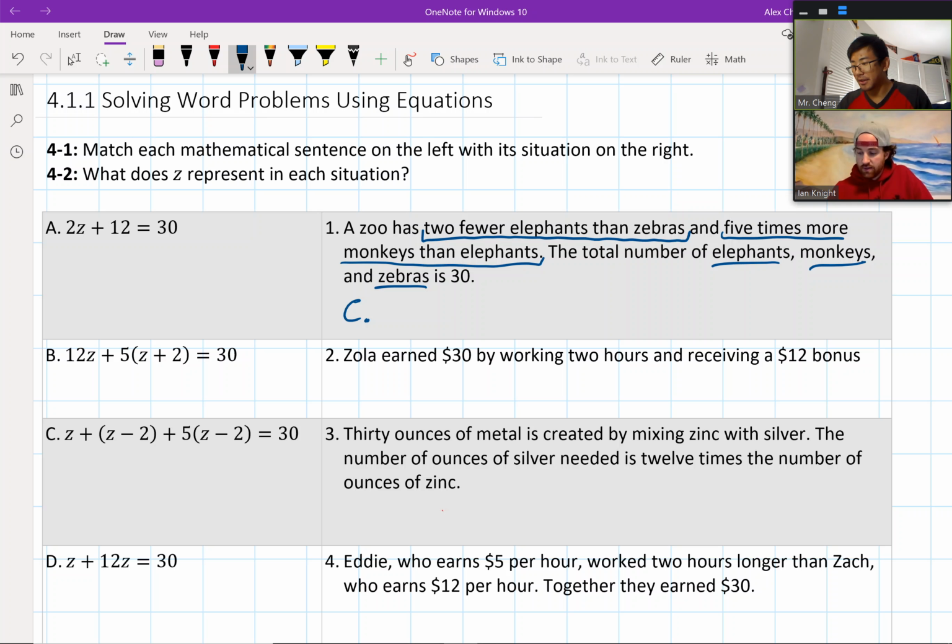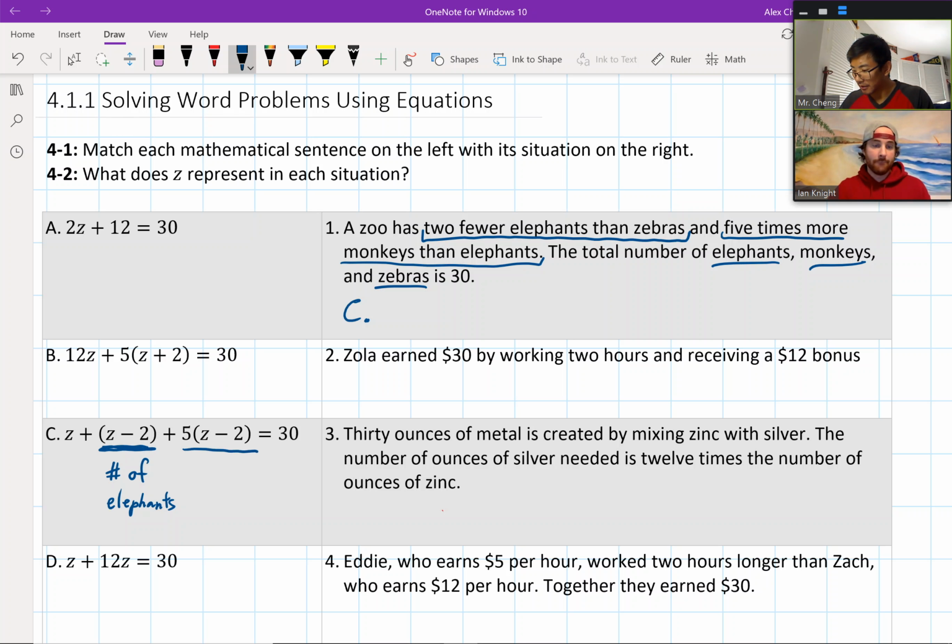Yeah. So I think we can see, like you were saying, Mr. Knight, just to help clarify here, that this 2 fewer elephants than zebras fits into this Z minus 2 piece right there, that Z minus 2 term. I think that's what you're getting at? Yeah, exactly. So the Z minus 2 is the number, I'm going to abbreviate here, number of elephants.